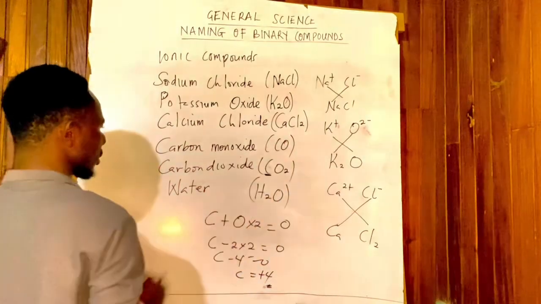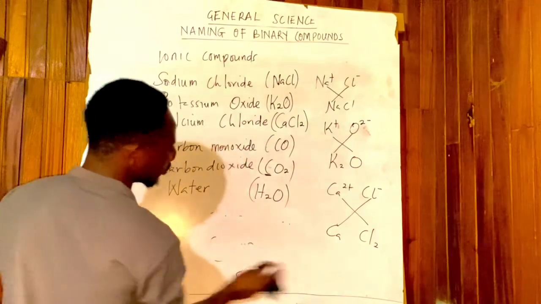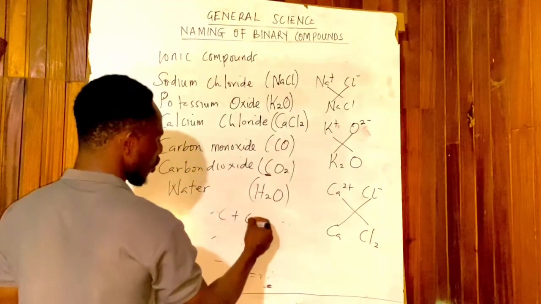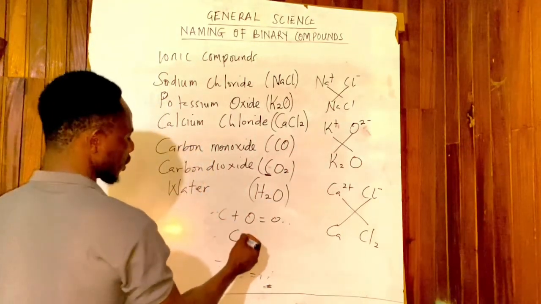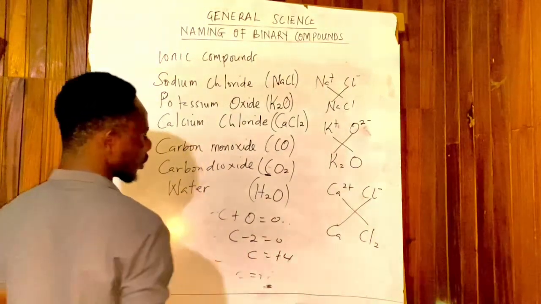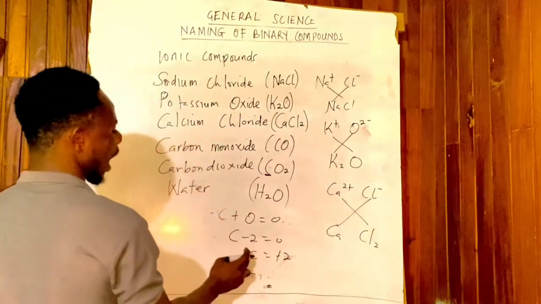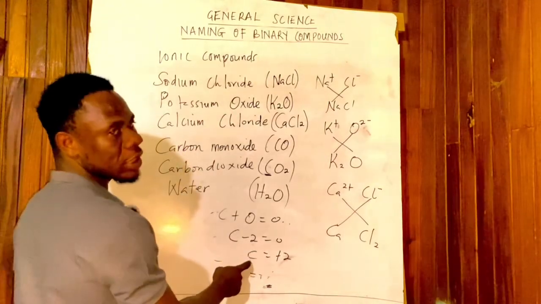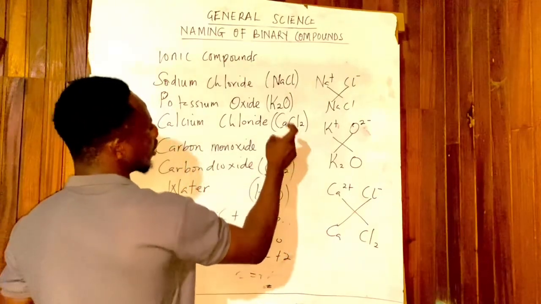Now let's look at CO. C plus O is equal to 0. Oxygen in this state has a charge of -2. C is equal to plus 2. So this is carbon 2 oxide, which is telling you the oxidation state of carbon. So carbon 2 oxide or carbon monoxide.